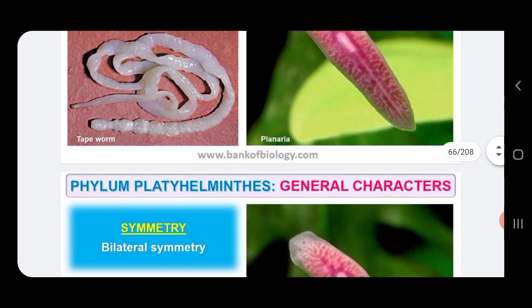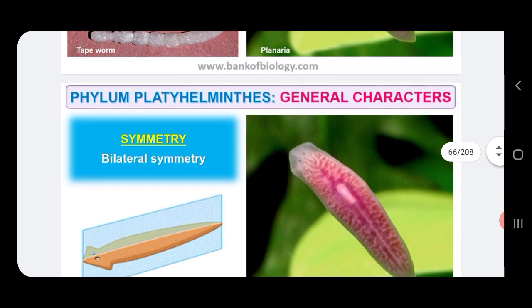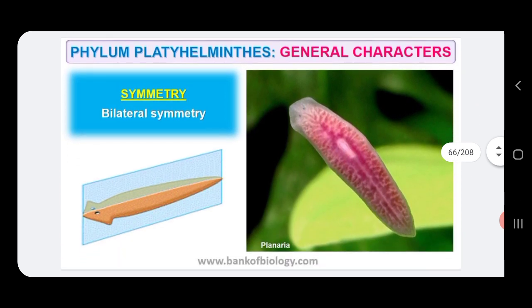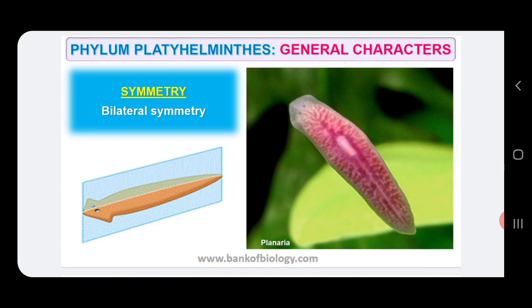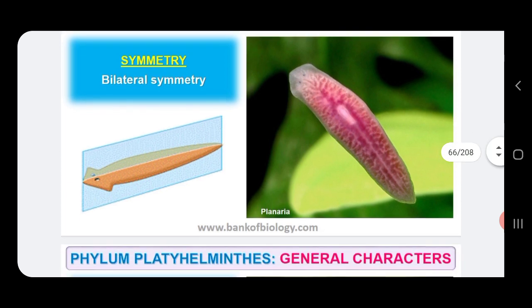Then first one is regarding their symmetry. You can see that they are bilaterally symmetrical, because you can divide the animal only in a single plane which is passing through center, and we can get two mirror images. Okay, so it is bilaterally symmetrical. That's the first point, symmetry.